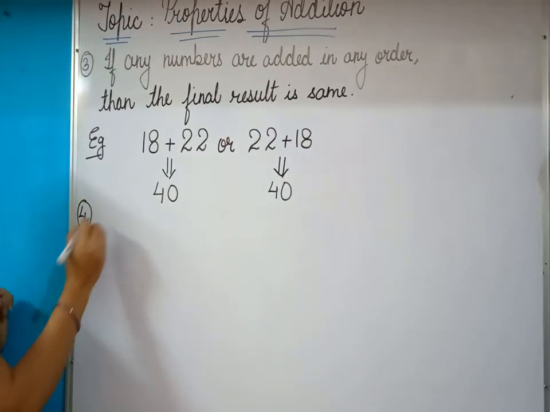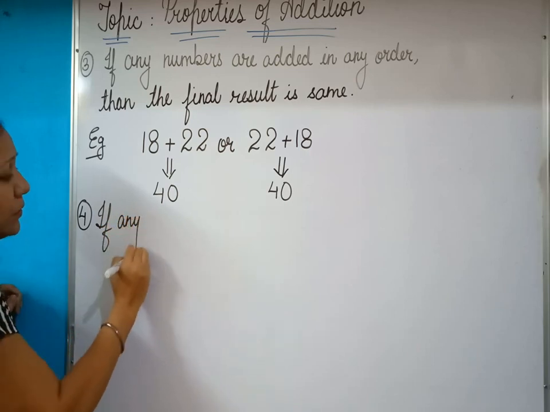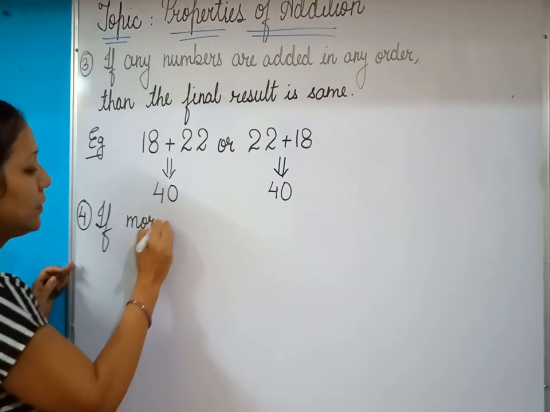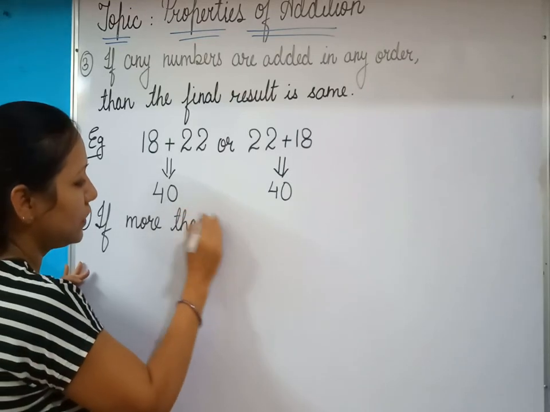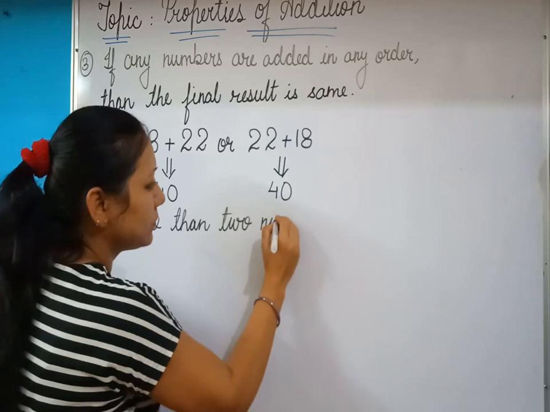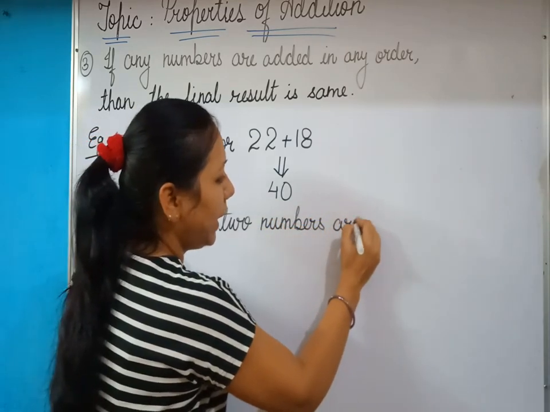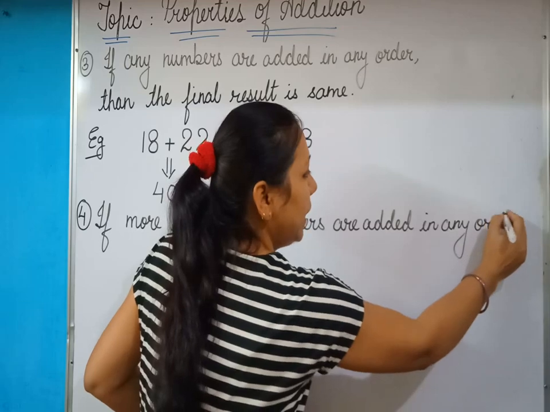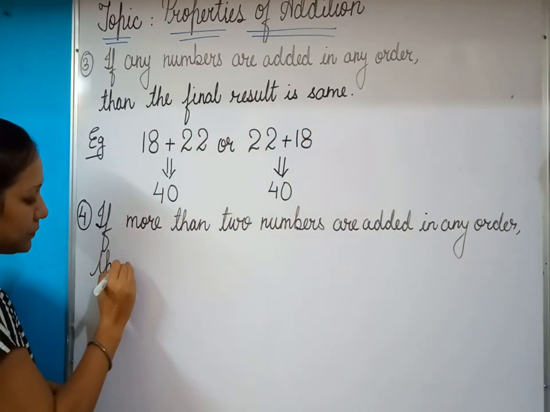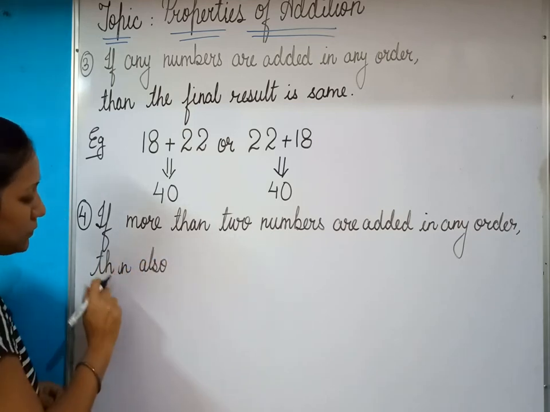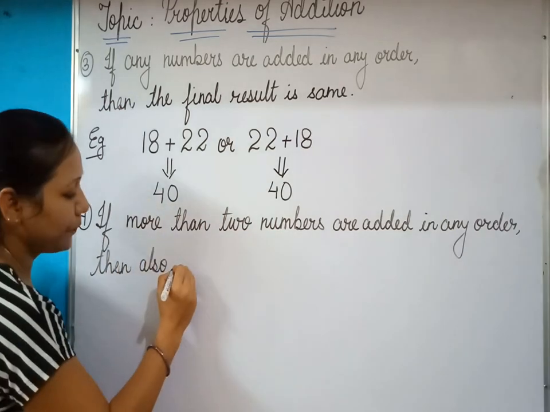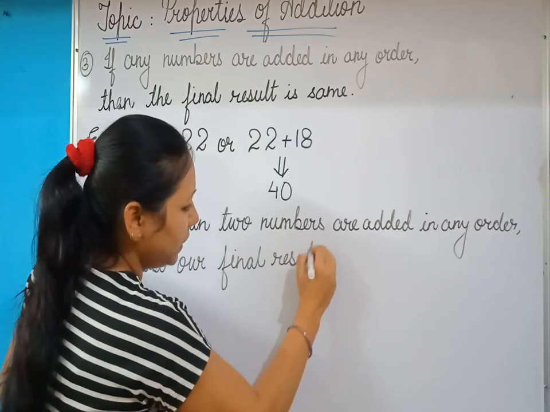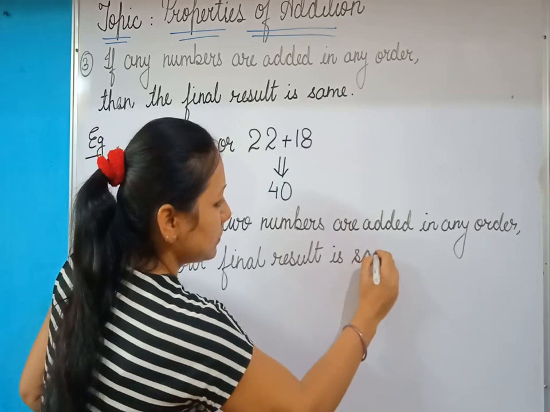Similarly, our fourth property, if any number, or you can say if more than 2 numbers are added in any order, then also our final result is same.